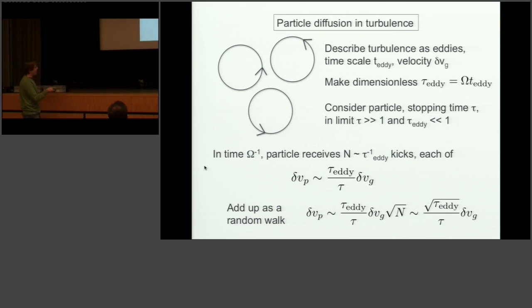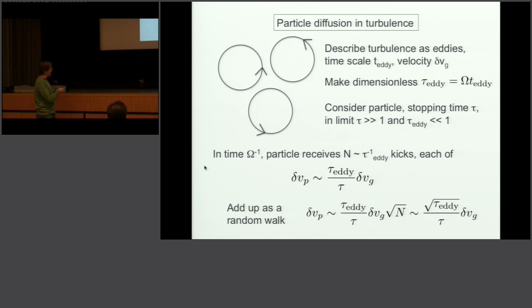So we'll have that many kicks, and each of those will give the particle a velocity perturbation that is just the ratio of this eddy turnover time to the particle stopping time, multiplied by the characteristic gas velocity. That just reflects the fact that if we could kick the particle for its stopping time, we would significantly change its velocity. If we kick it for a fraction of its stopping time, we just get a proportionally fractional perturbation to the velocity as a result of that kick.